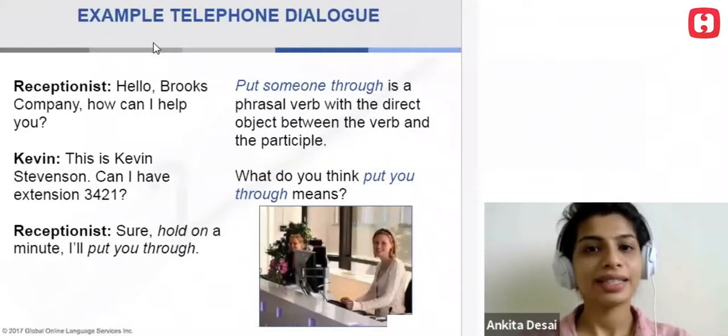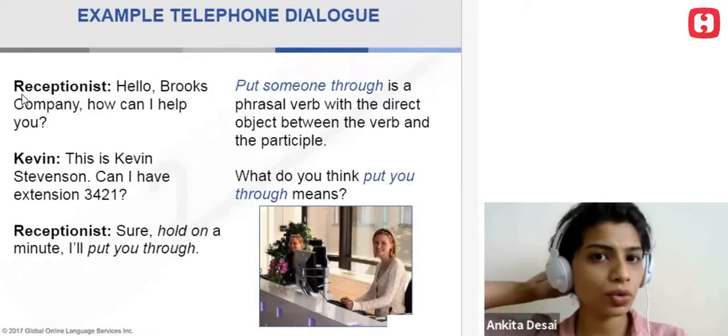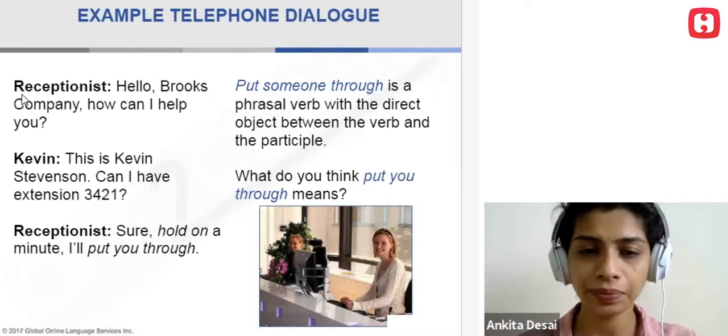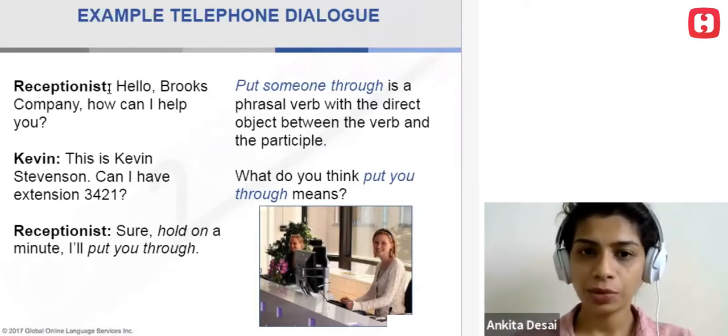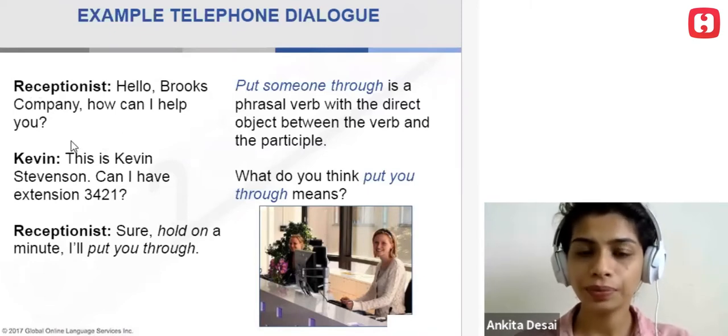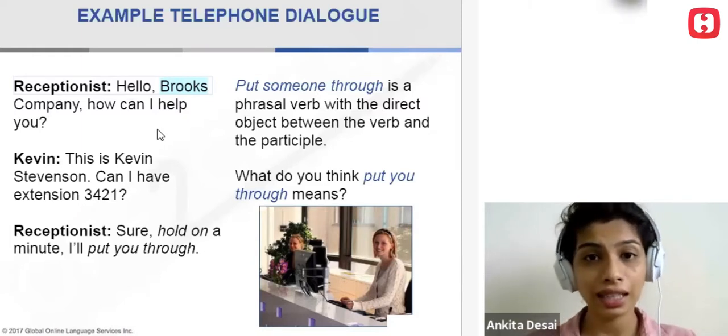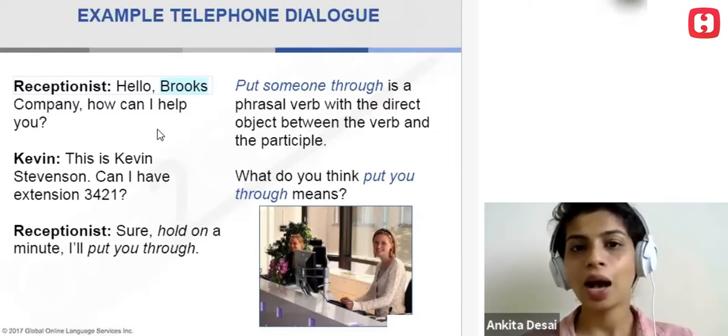Yes. So, example of telephone dialogue. Let's read. This is a conversation between the receptionist and Kevin. The receptionist says, "Hello, Brooks Company, how can I help you?" So, the name of the company is Brooks Company. And she says, "How can I help you?" This is normally how receptionists or customer service agents greet people.